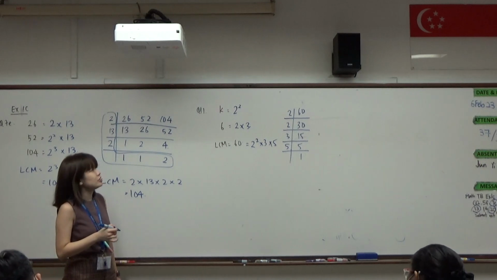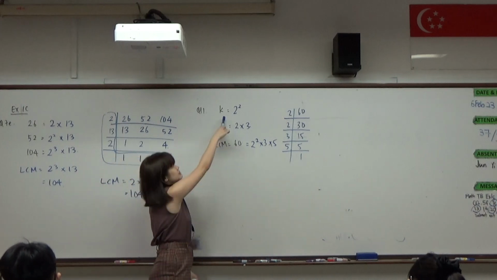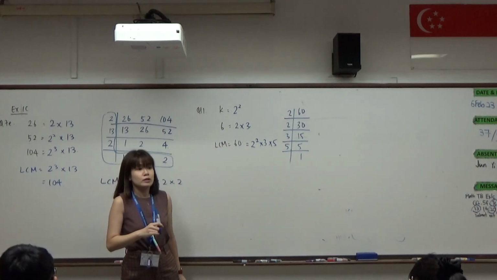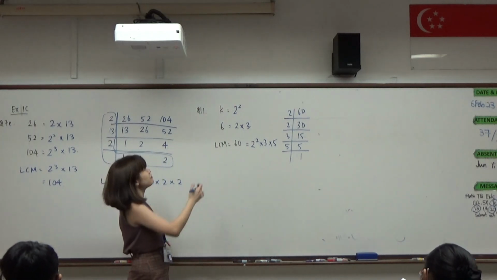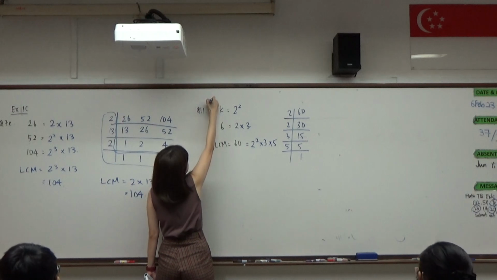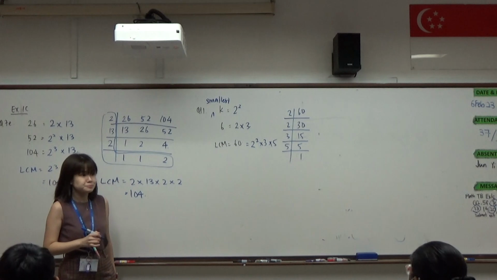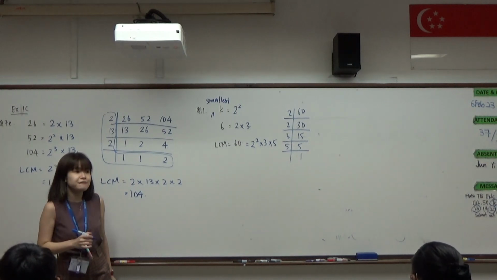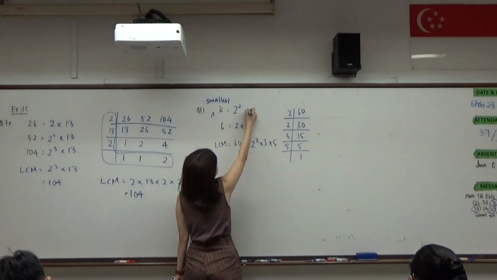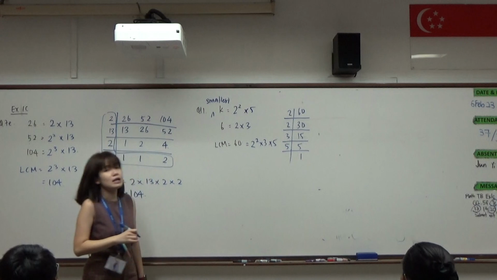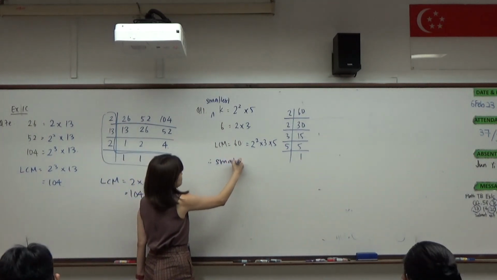Whereas for the 3, I have a 3 in the 6 already. Does my k need to have the 3? Not necessary. It can have it or not. But since you're trying to find the smallest k, it's best not to have the 3 at all. What about the 5? We must have the 5, otherwise 6 does not produce a 5 for us. So our smallest k will be 2 squared times 5. That will be 20.